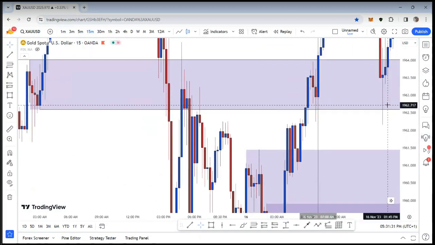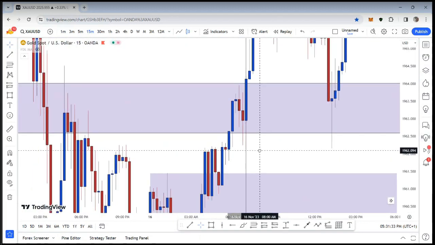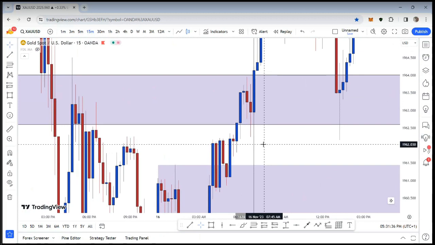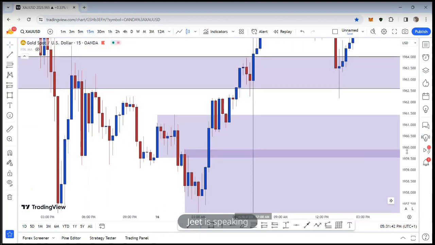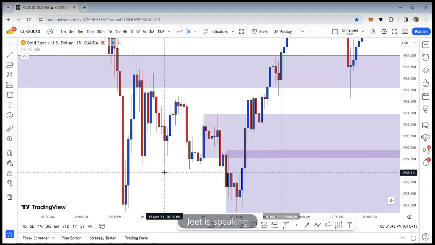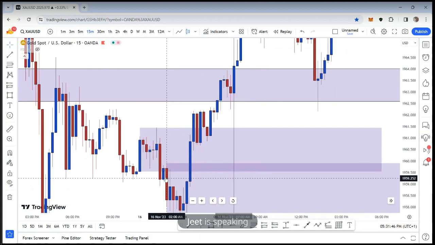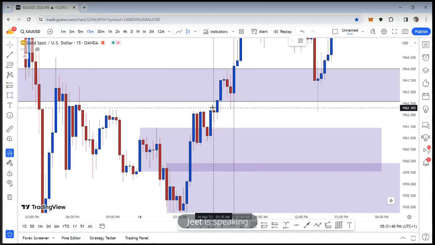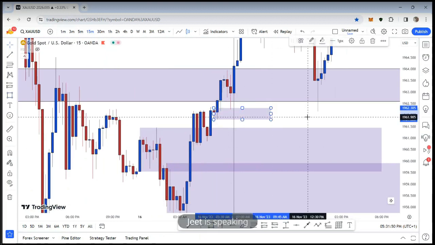Now, how did price close on M15? Price closed as a bearish candle. Am I correct? Yes. Now, look at the structure on M15. Is it bearish or bullish? The structure on M15? Bullish. So we needed this zone to break, right? Correct. Yes. Then sell.